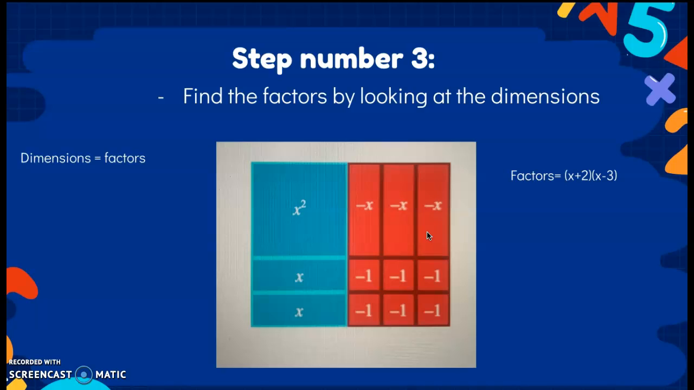And then step number 3, find the factors by looking at the dimensions. We already found it, so once we added it all in, we could see that the dimensions equal x plus 2 and x minus 3.